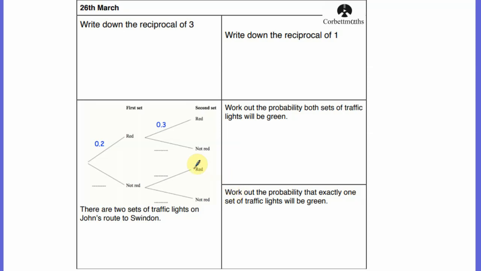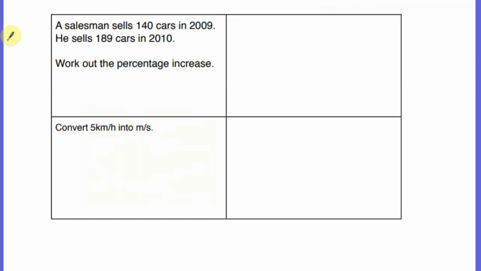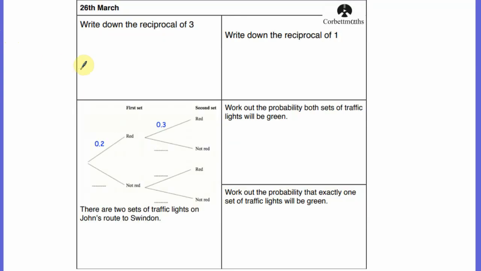Okay, this is another recap starter, so pause the video and have a go at these questions here, please. Okay, hopefully you've had a go at them questions. I'm going to put two more up there for you to have a go at. So have a go at these two questions now, please, and pause the video. Okay, hopefully you've had a good go at them. I'm going to go through the questions now for you to check your answers.